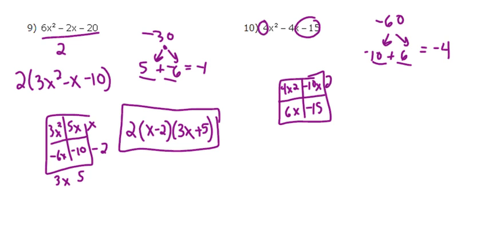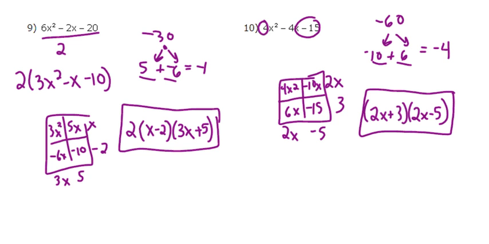Horizontally, I can take out a 2x, right? 4 and 10 are both divisible by 2. Here, a 3, vertically a 2x, and vertically here a negative 5. So I have 2x plus 3, 2x minus 5.